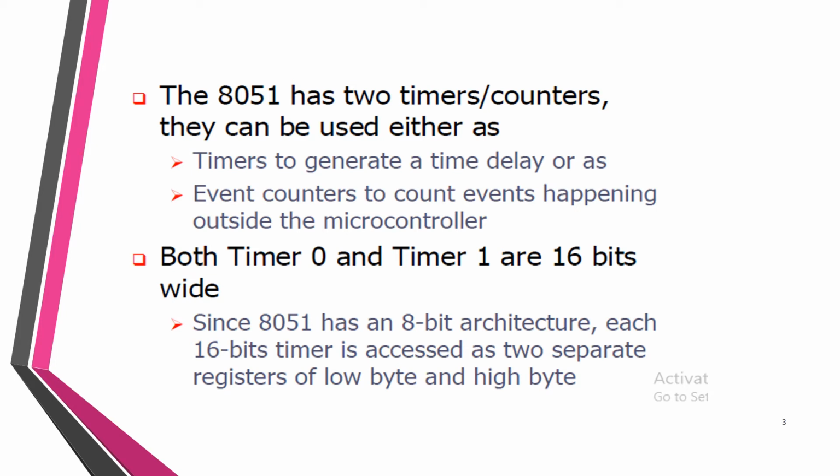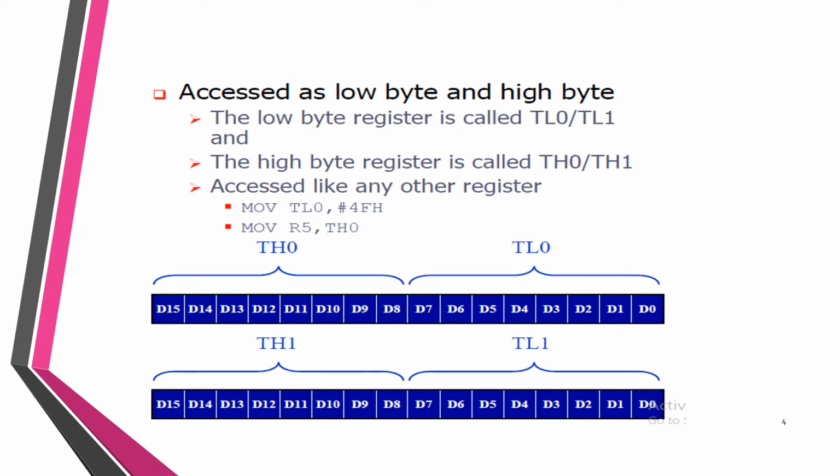Fundamentally, as I already stated, it has two timer counters. They can be used as a timer to generate time delay, or as a counter to count whatever is happening outside the microcontroller. Both timer 0 and timer 1 are 16-bit wide, and since the 8051 has an 8-bit architecture, each 16-bit timer is accessed as two separate registers, that is low byte and high byte, in the form of TH and TL. Here you can see the low byte register is called TL0 in timer 0 and TL1 in timer 1. The high byte register is called TH0 and TH1 respectively.